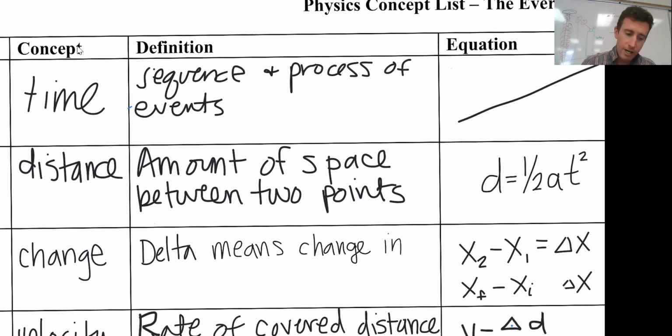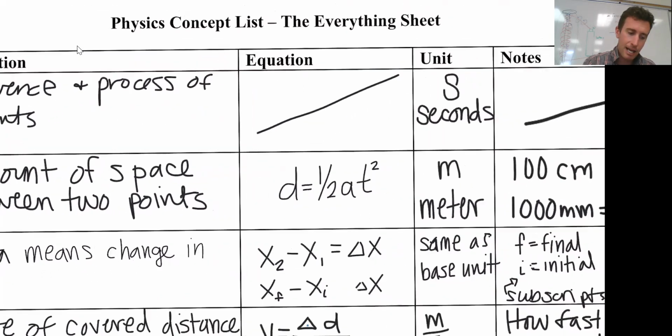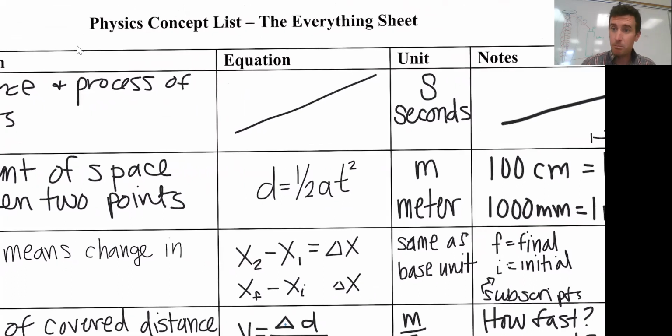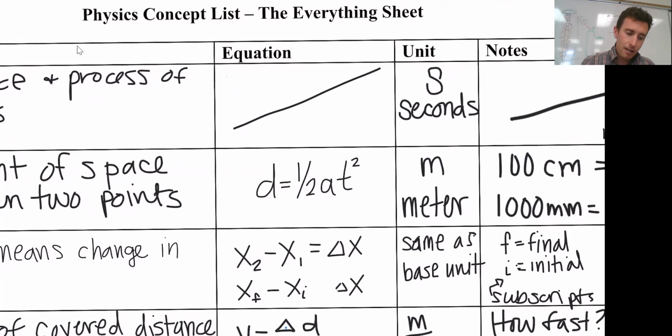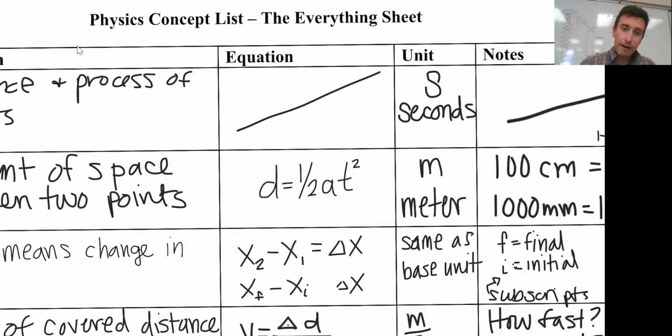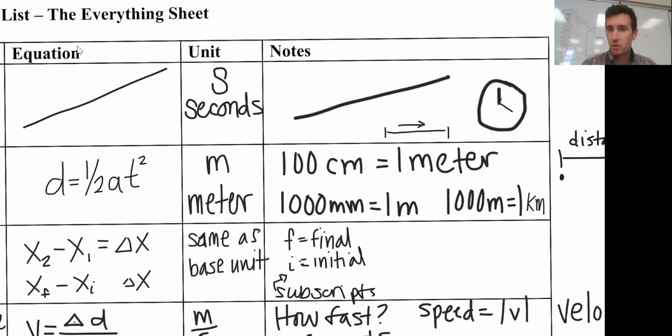We don't have an equation for time because time is a base unit. It's a base equation. We're going to use it to do other things. In physics, our variable that we're going to use for the unit is seconds, and that's represented by lowercase s. So time in seconds. Obviously, time also comes in minutes and hours, but for physics, we're going to use seconds. No real notes on time. It is what it is.